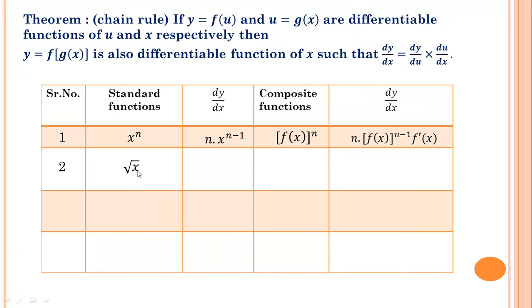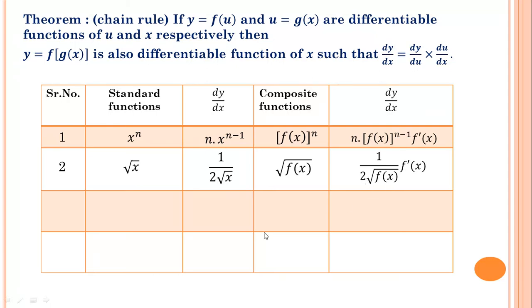Another function is root x. We know the derivative of root x is 1 upon 2 root x. Now related to this, the composite function is root of f of x. So the derivative of root of f of x will be 1 upon 2 into root of f of x into f dash x. Every time you have to multiply with f dash x. See, it is similar to this. Here it is 1 upon 2 root x, but here it is 1 upon 2 root f of x into f dash x.